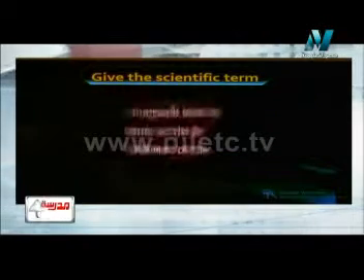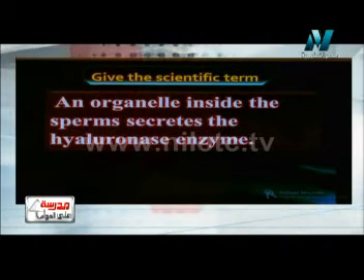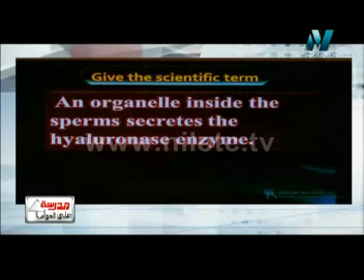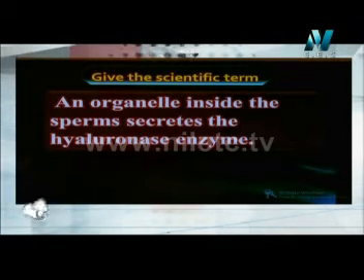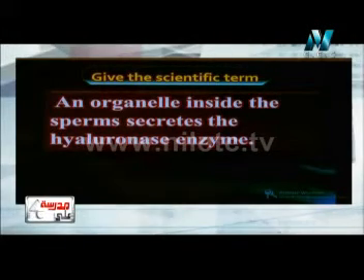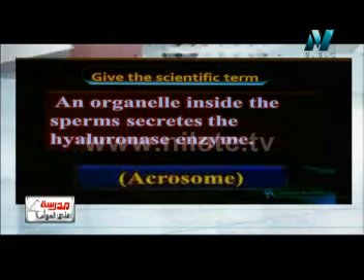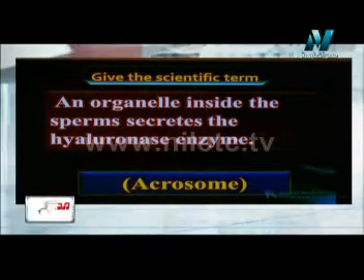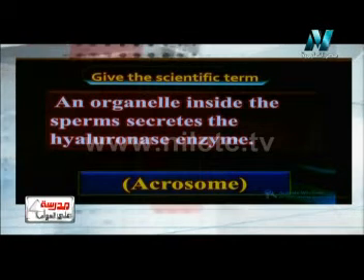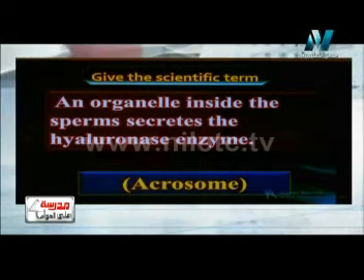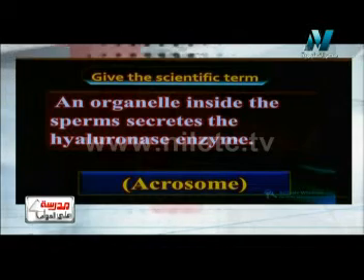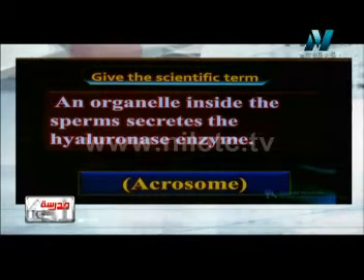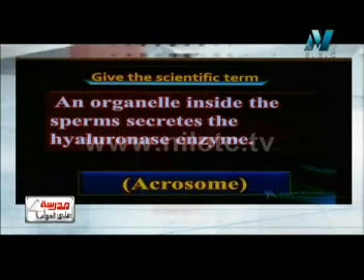The next question. An organelle inside the sperm secretes the hyaluronidase enzyme. The organelle inside the sperm is the acrosome, which acts as a part of the head of the sperm that produces the hyaluronidase enzyme, which is responsible for dissolving the hyaluronic acid around the coat around the mature ovum, to facilitate its penetration by sperm.